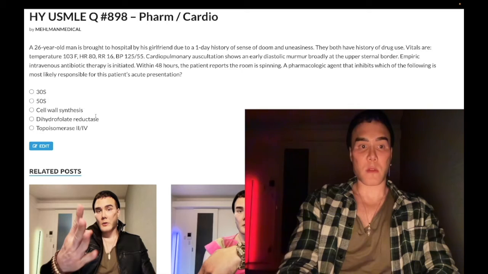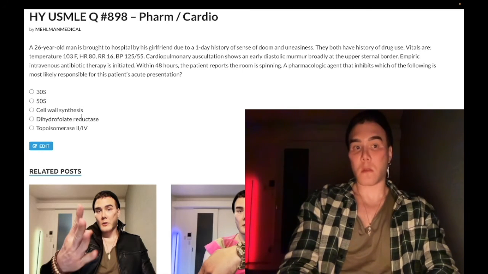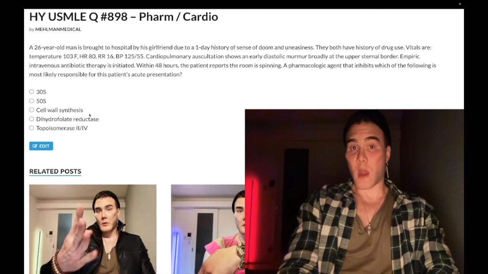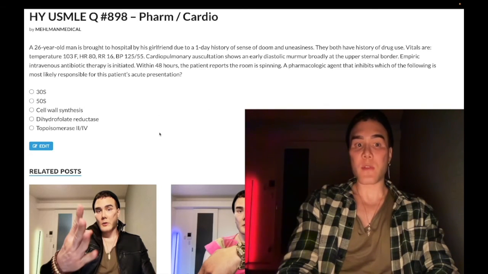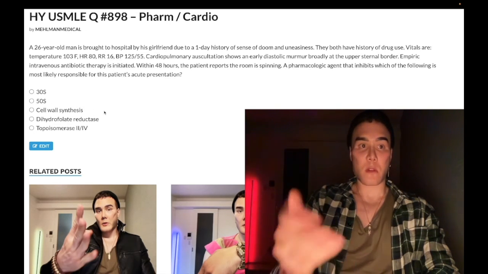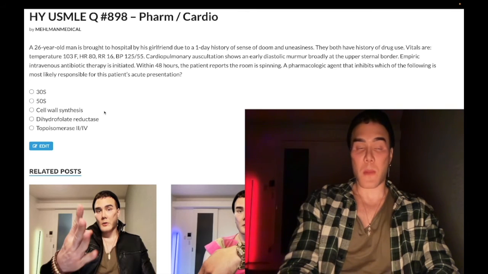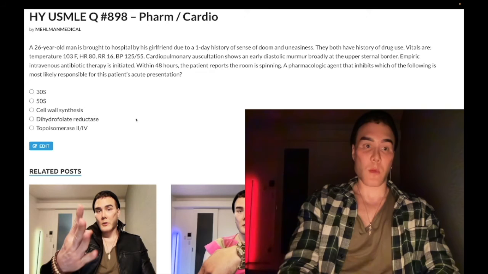Choice C, cell wall synthesis, wrong answer. Okay, so as I just harped on a moment ago, vancomycin, we're going to be using that in this case, but we don't have red man syndrome here. And even if you thought that we were using vancomycin with ampicillin-sulbactam, the latter, you're still talking cell wall synthesis inhibition with, of course, the beta-lactamase inhibitor sulbactam being present there, but it doesn't have these side effects. Wrong answer.